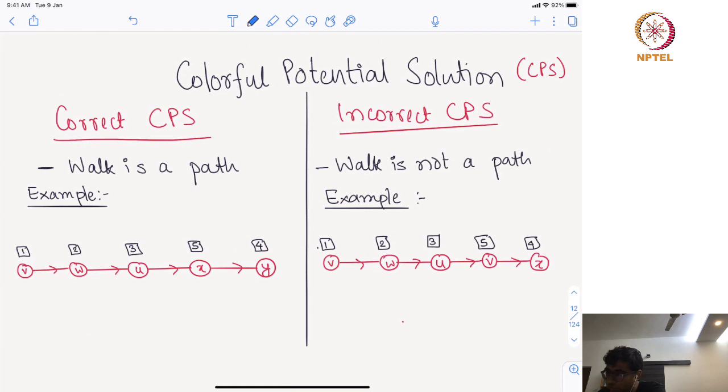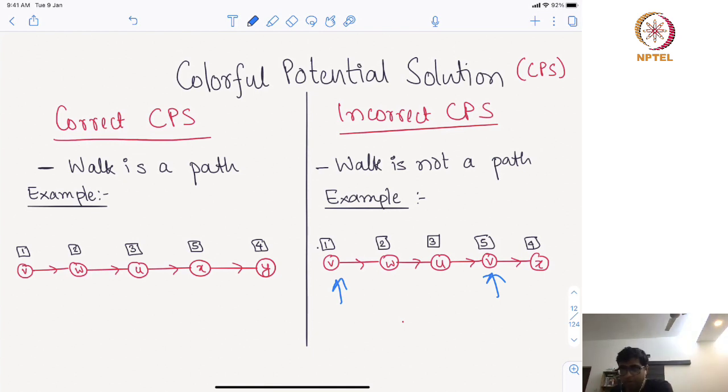Most of the time we will talk about colorful potential solutions. We will denote a colorful potential solution by CPS. So what is an incorrect CPS? The walk is not a path. For example, look at this: V, W, U, V, X. V is repeated here. Although the colors are distinct, since a vertex is repeated, it is not a path. So what is a correct CPS? The walk is a path.